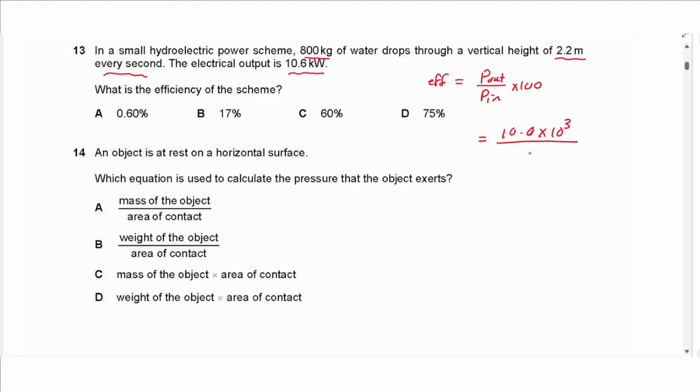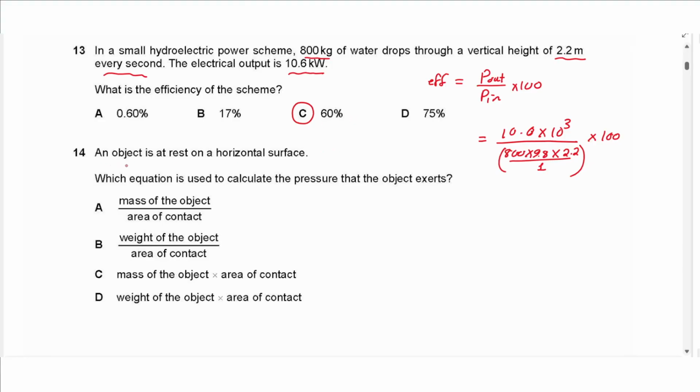So it's mgh over time, energy over time to get power. 800 kilograms times 9.8 times 2.2, and all that divided by the time, which was 1 second. Then we multiply that by 100. We get an answer of 61.456. So the approximate answer is 60%. So it's C.